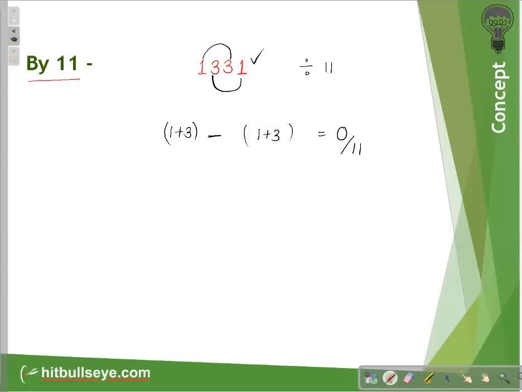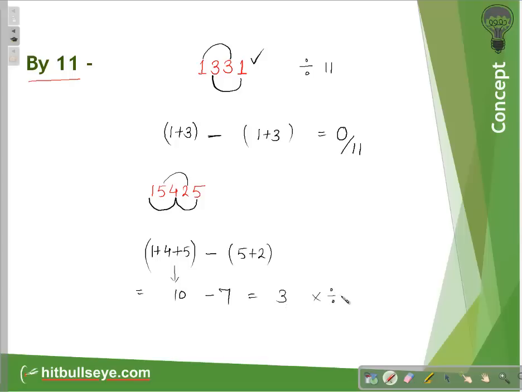Once again, I'm taking another example. If I take, randomly, 15,425, we'll apply the divisibility rule by 11. We'll start from the unit place. We'll take the alternate places. I'm getting 1 plus 4 plus 5 minus. Now the remaining thing, addition of that is 5 plus 2. Now what is this? This is 10 minus 7, 3, not divisible by 11. That's why this number is not divisible by 11.